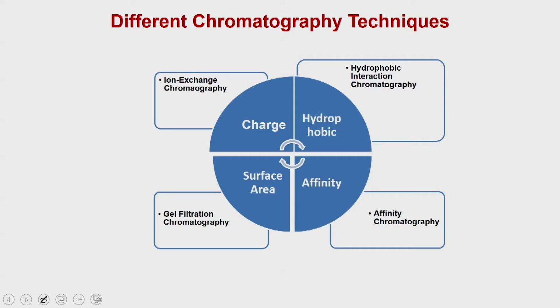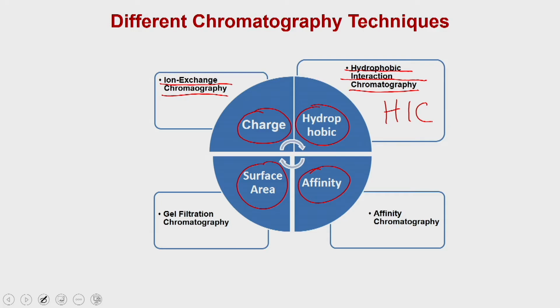So, according to the different properties such as charge, hydrophobicity, surface area and affinity, people have devised different types of chromatography techniques. For charge, people use ion exchange chromatography. For hydrophobic patches, people use hydrophobic interaction chromatography or HIC.